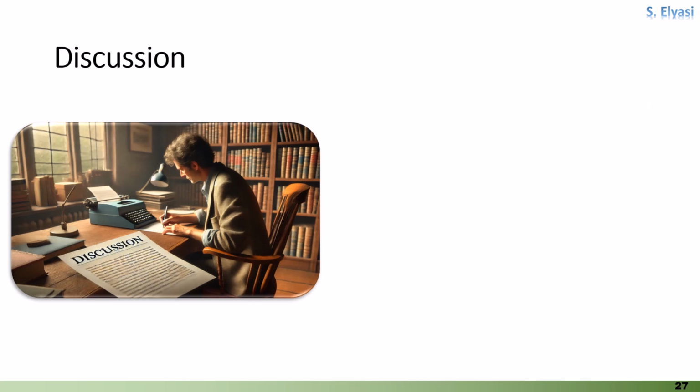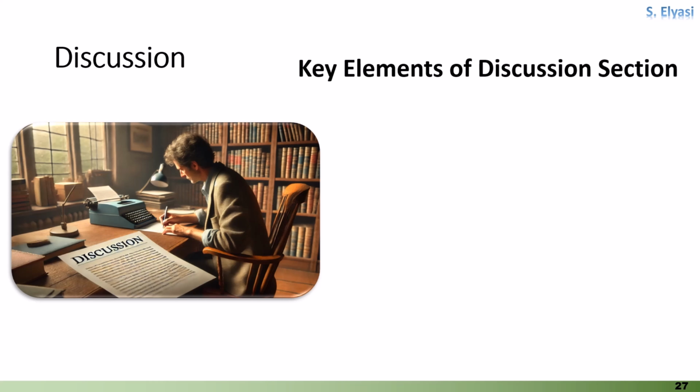The discussion section of a scientific article is critical for interpreting results, contextualizing findings, and discussing their implications. It builds upon the results section by explaining what the findings mean in light of existing research, the hypothesis, and the broader field. Here are the key elements of a discussion section, explained in detail.